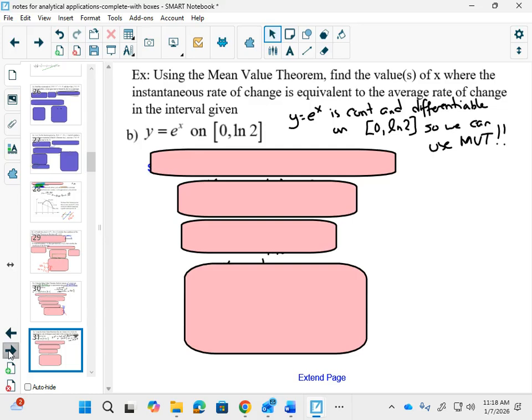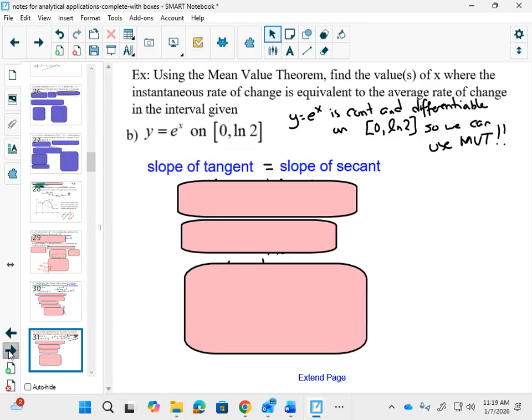Right? And if you make it really clear like this, sometimes you might feel like, by the way, I don't know what I'm doing. Sometimes you guys write that to me on tests as well. But you do want to give that impression that you know what you're doing and as clear as possible. So first of all, it's continuous and differentiable, so we can use the mean value theorem.